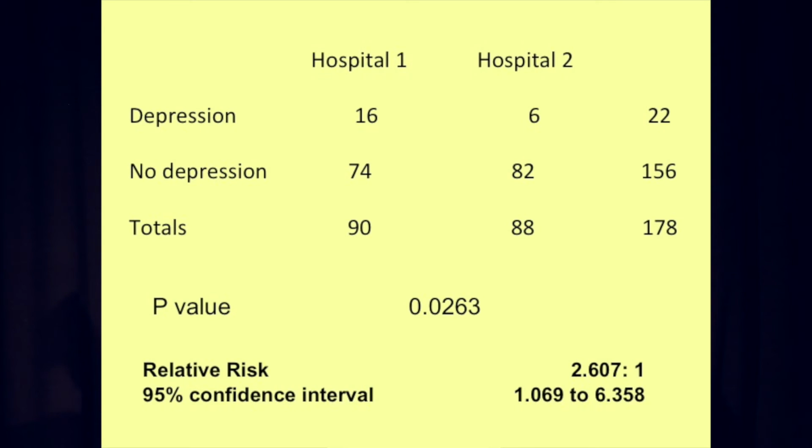A better way of expressing that sort of problem is the risk ratio. The relative risk ratio is 2.6 to 1. The confidence intervals have just been exceeded. So in fact, that's an even better measure. Even though that p-value is significant, it could be no difference or virtually no difference between these two hospitals.